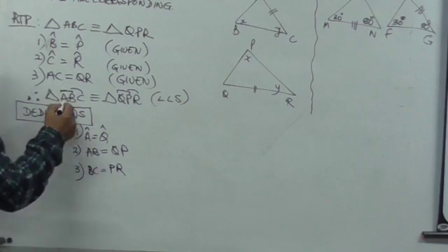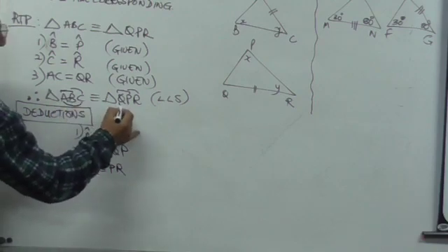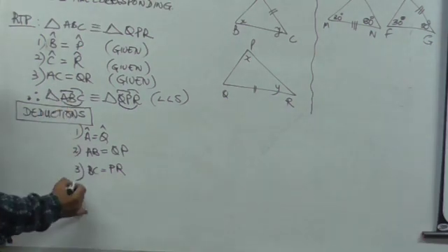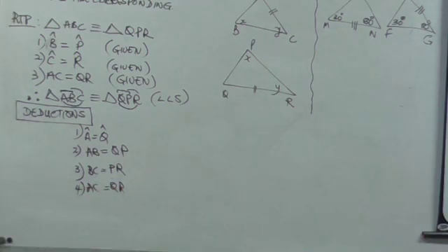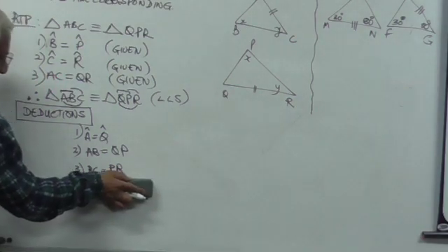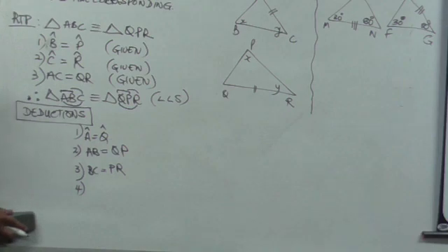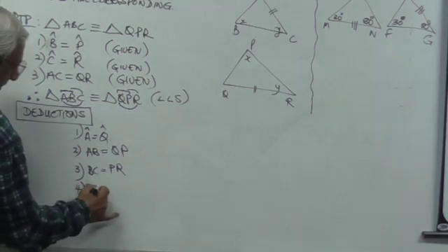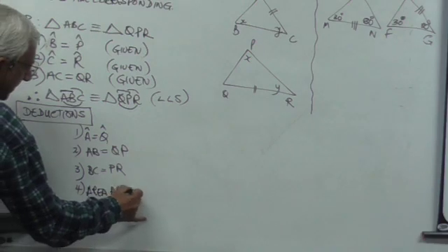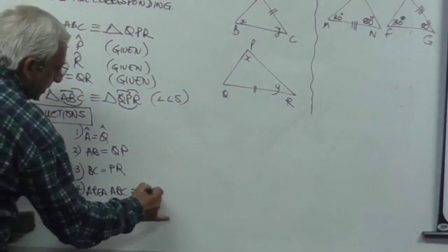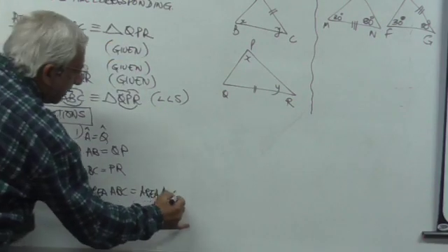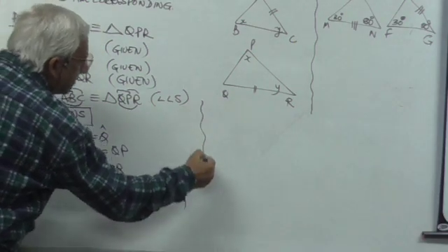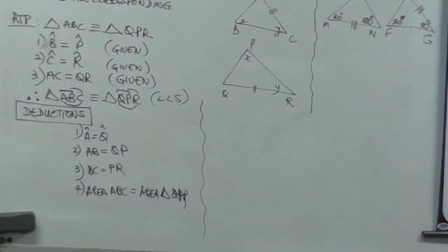And the last one is first to third. AC, I'll just write it down, is equal to QR. And when we look here, we have used it. So therefore it can't be a deduction. AC is equal to QR cannot be a deduction. It's used in the proof. And finally, area of triangle ABC is equal to area of triangle QPR. All right, that was number 4.1.